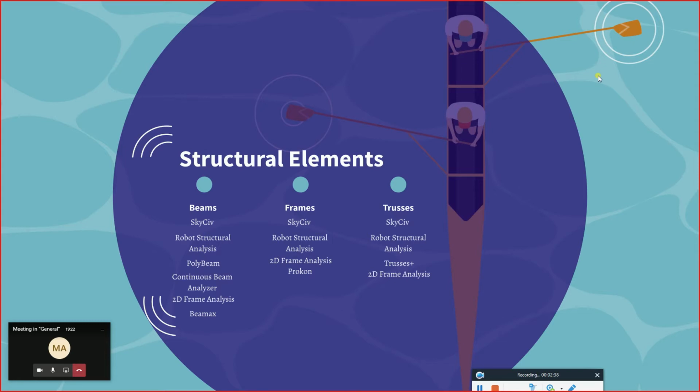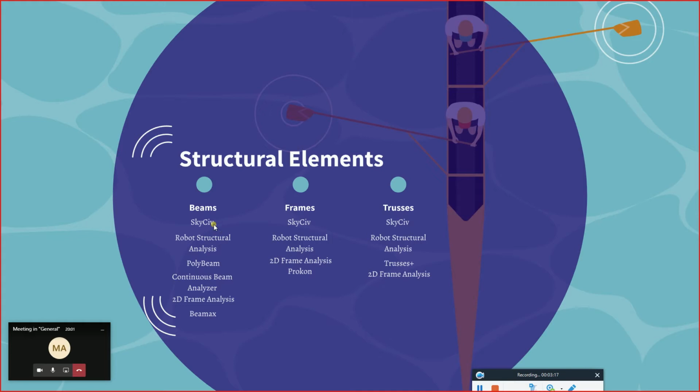Okay, so we are going to talk in the first session, which is related to beams, about SkyCiv and Robot Structural Analysis. But here we are not going to use the regular modeling of Robot Structural Analysis. We are going to use the wizard of Robot Structural Analysis, so we are going to save time. The intention of doing this analysis of structural elements is to use the minimum time to get the forces. Okay. And then PolyBeam, a continuous beam analyzer.